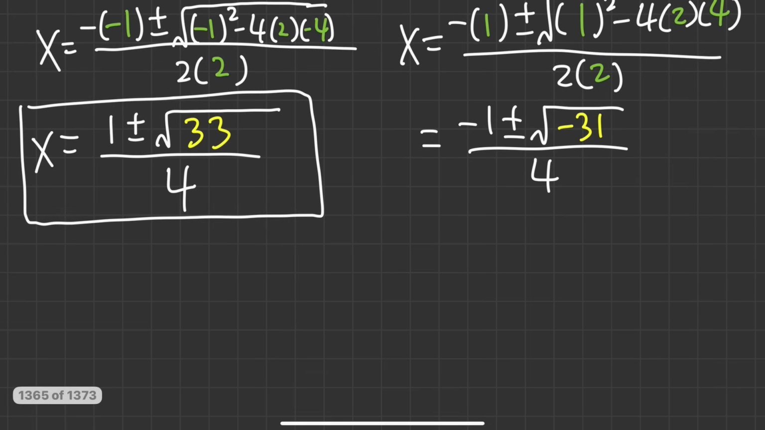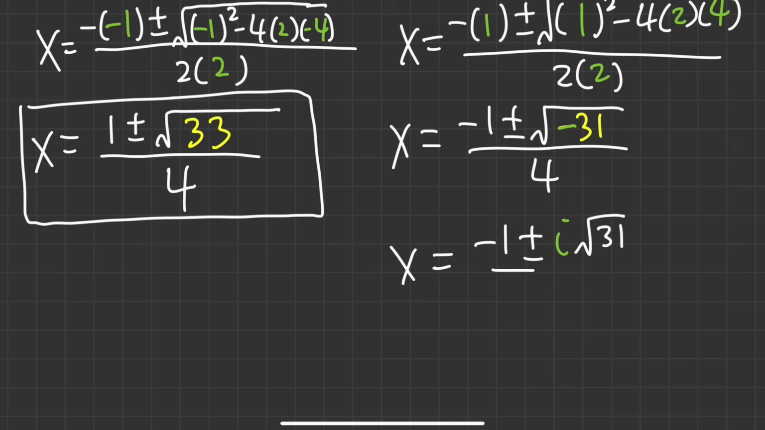All right, almost done. Because now we notice there's a negative inside of the square root. So put it on the outside, and then we can get complex solutions here. Put it on the outside and make the i, and then square root of 31 over 4. And then we are done.